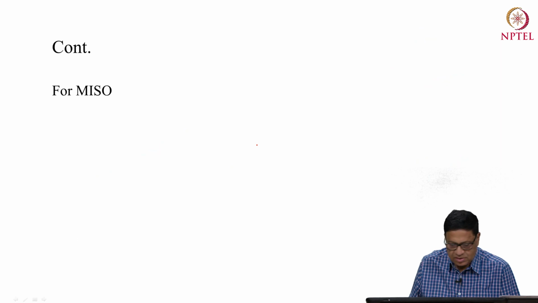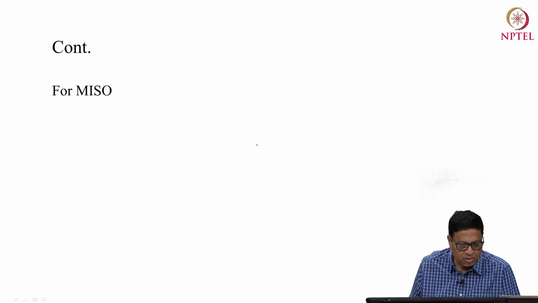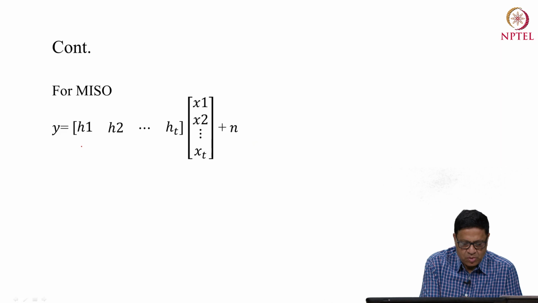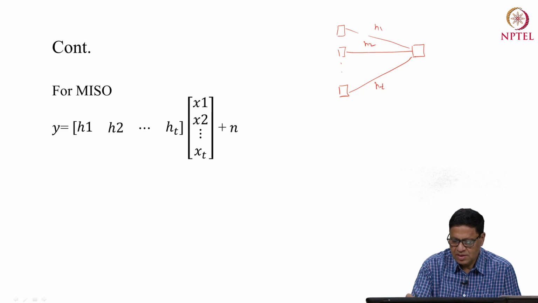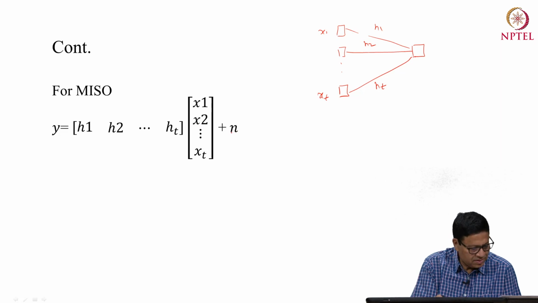So for MISO system, that is multiple input and single output, this can be written as Y. This is H1 to HT. So let me again draw the MISO system, multiple inputs, and this is single receiver, and this is say H1, this is H2, this is HT, and this data here is X1, this is XT here. So Y is equal to H1 to HT into X1, X2, XT plus N.